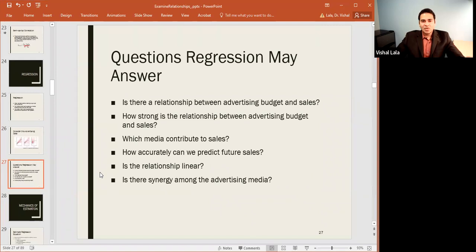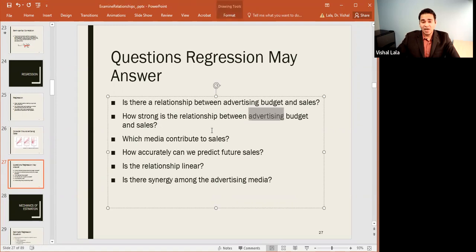So the regression before can answer questions like, is there a relationship between advertising budget and sales? Indeed, there is. How strong is the relationship? It's a strong one, and stronger for TV advertising than for radio, which in turn is stronger than for newspaper advertising. How accurately can we predict future sales? Well, look at the points.